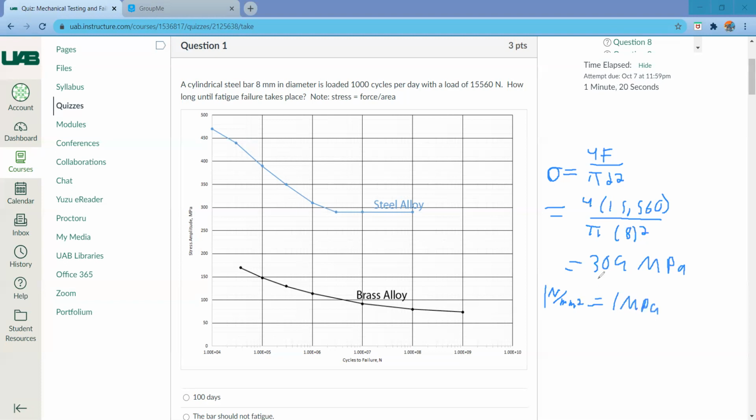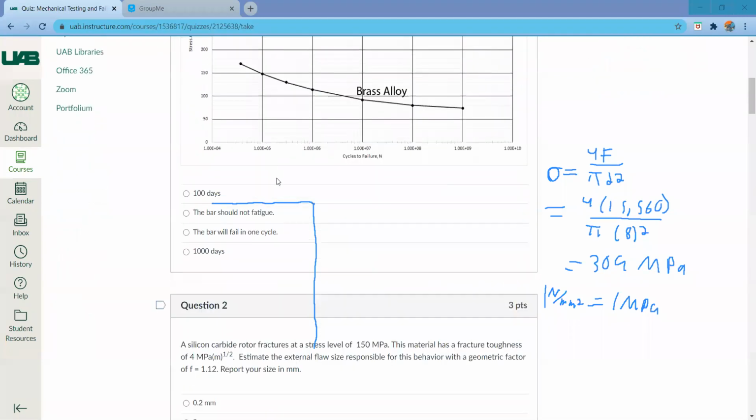So now that we know how much stress it's under, we can go over to our chart here and find where about 309 is going to be. I think it's going to be about here. Going across, we can see there's a point right here at 1e to the 6. So that's how many cycles it's going to take before this bar is done for. And we're told that it's placed under 1,000 cycles per day, so you take 1e to the 6 cycles and divide by 1,000, and you find that it's going to take 1,000 days before it fails.